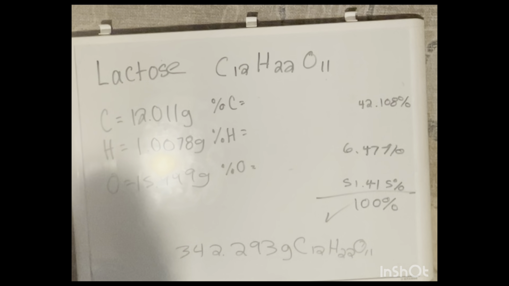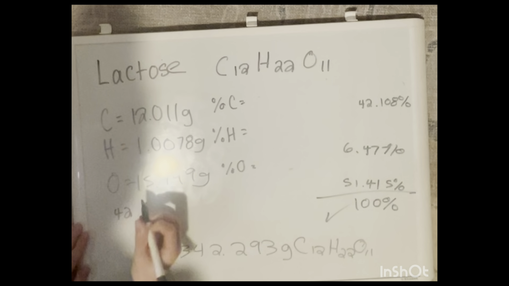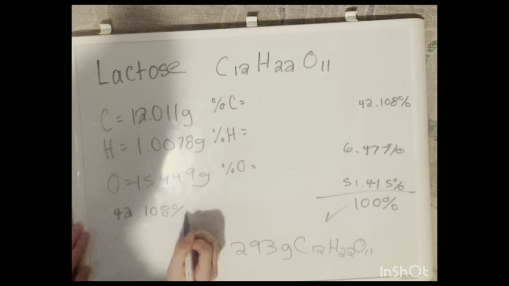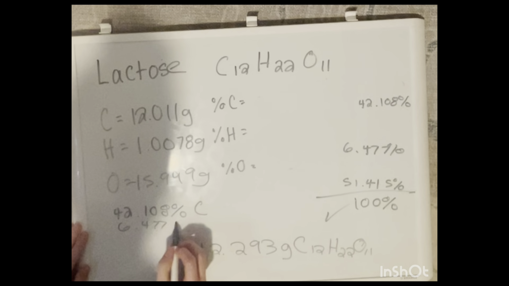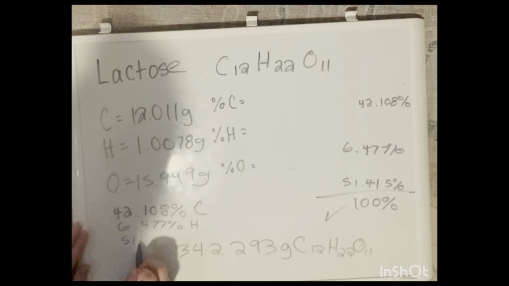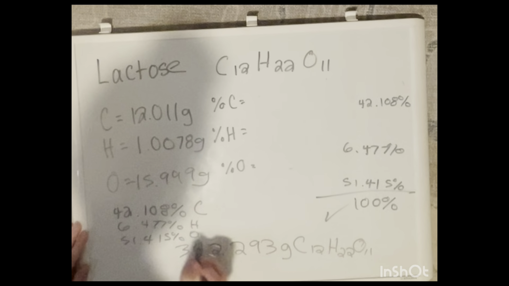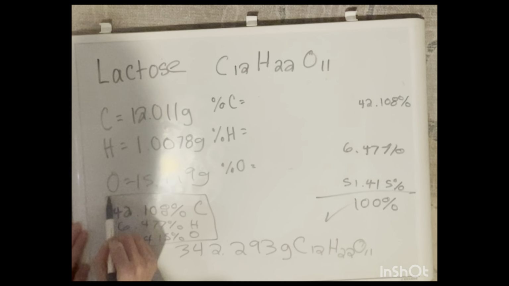And what we're going to end up with is 42.108% carbon, 6.477% hydrogen, and 51.415% oxygen to make up our lactose, our percent composition for lactose.